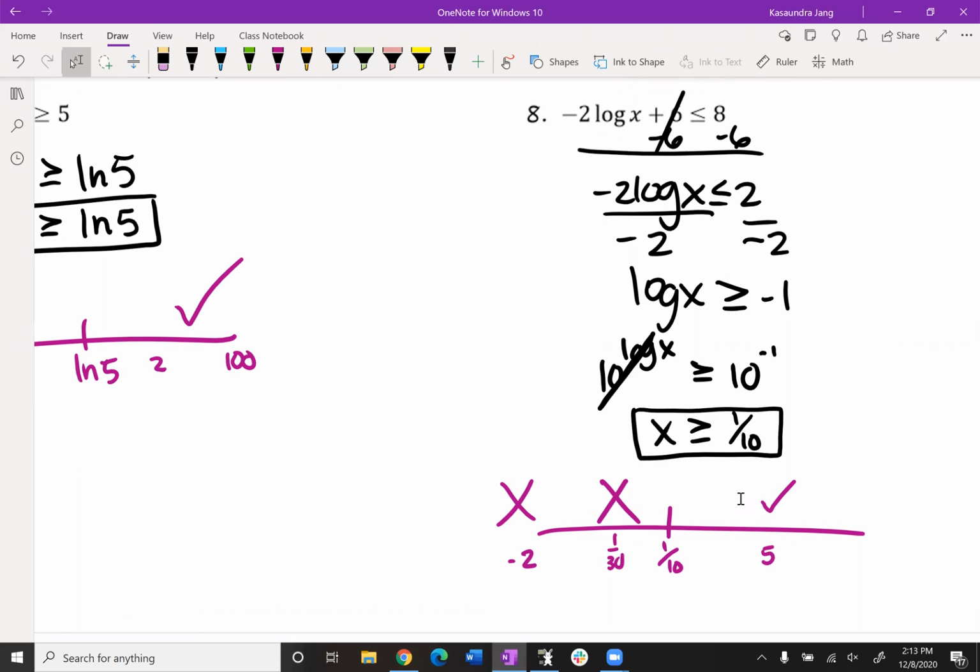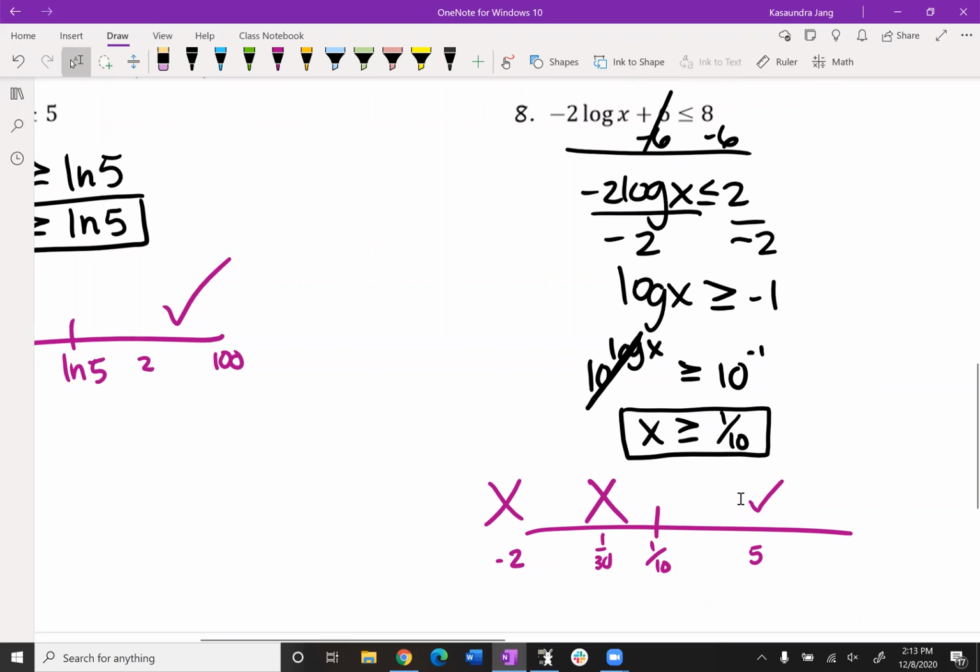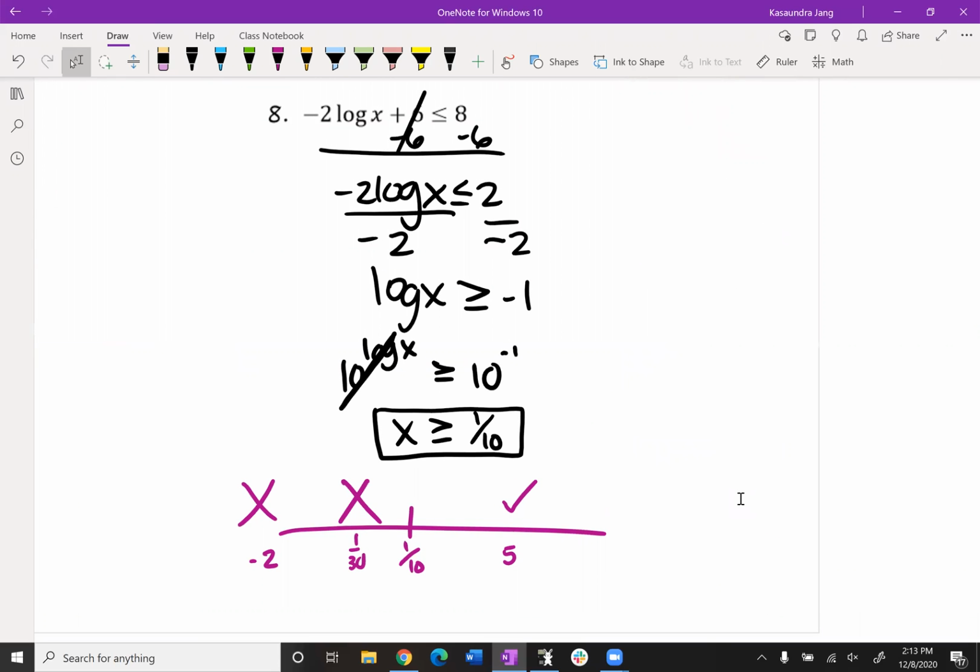But what if they wanted me to be, let me change this for a sec. What if they said greater than or equal to? What if they put it like this? Like I'd still subtract the 6 over. I would still divide by -2 on both sides. Okay, which means dividing by a negative makes me swap the inequality. All right, I still would turn it into exponential format.